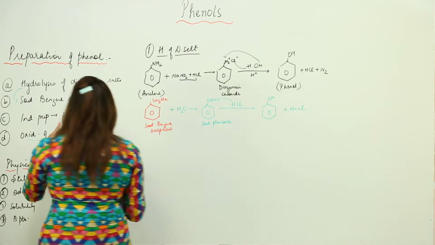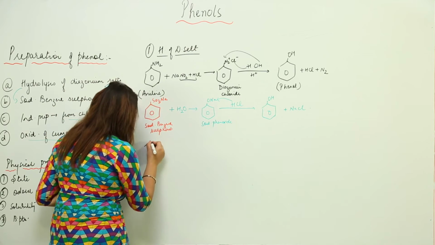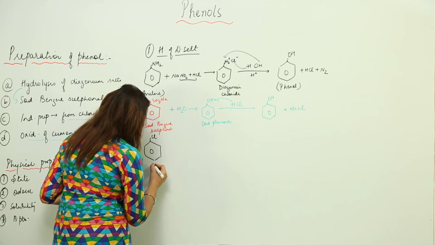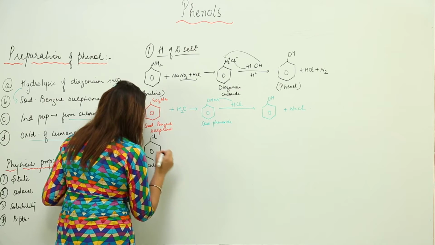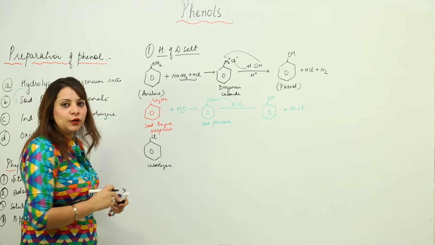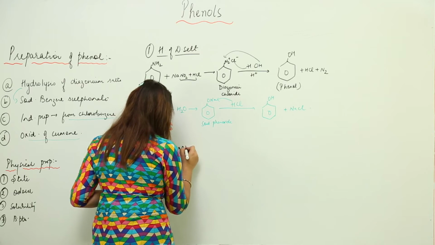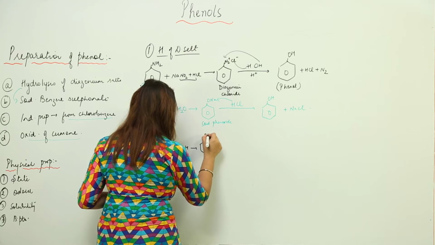Third, we can prepare from chlorobenzene. You know what chlorobenzene is? Chlorobenzene is particularly a benzene ring with chlorine attached directly. This is our chlorobenzene. Right. Again we need to convert it into sodium phenoxide, and how will we do it? By reacting with NaOH. So when you react with NaOH, you get sodium phenoxide.